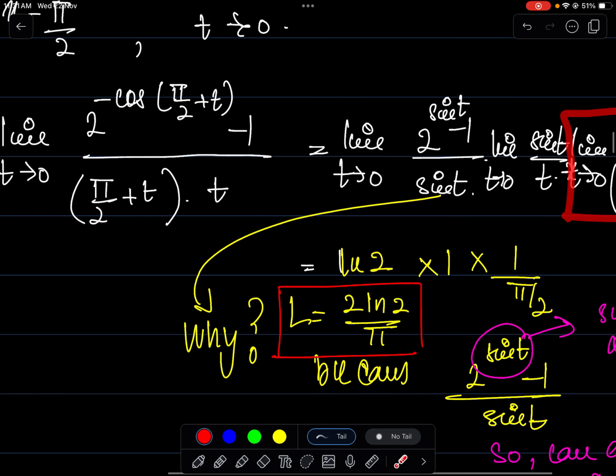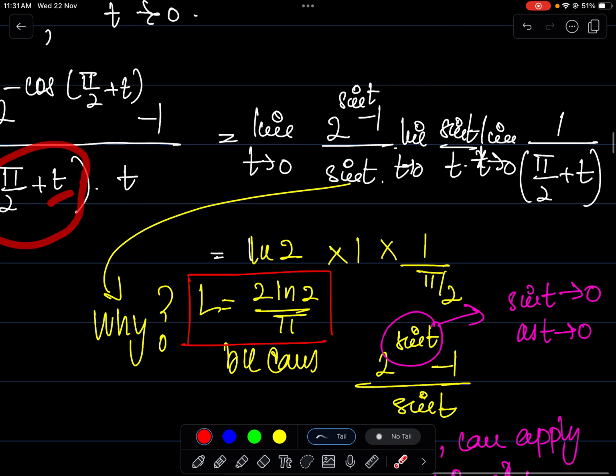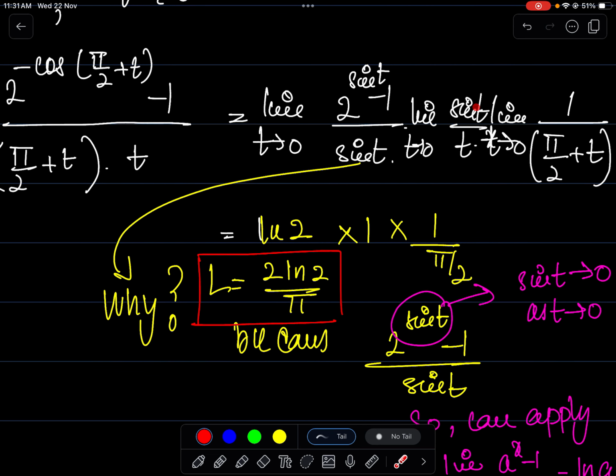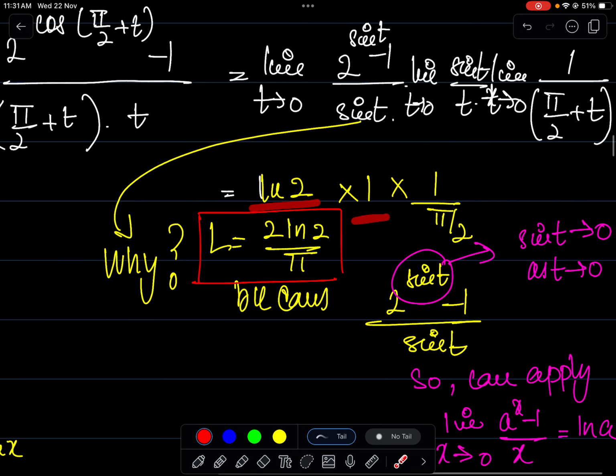Because this is not creating a problem anymore. Right? When t is tending to 0, this function is not creating a problem. I will get pi by 2. So that is kept as separate. This you can very easily find as pi by 2, not creating a problem. Now for this one, sin t by t when limit t tends to 0 is 1, and this is ln t. So this is your final answer.